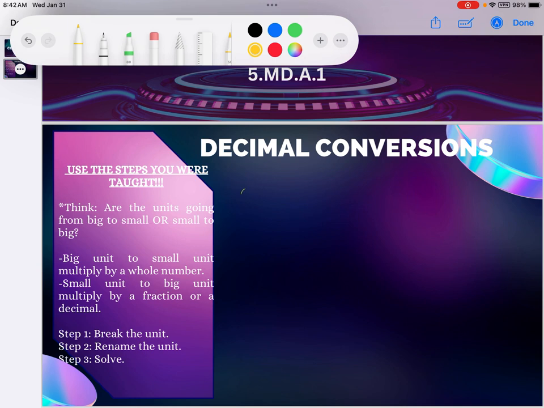So we have 2 times 1 pound, which is the same as 2 times 16 ounces. 2 times 16 is 32. So I have 32 ounces plus that original 14 is going to give me 46 ounces. So we have 46 ounces.